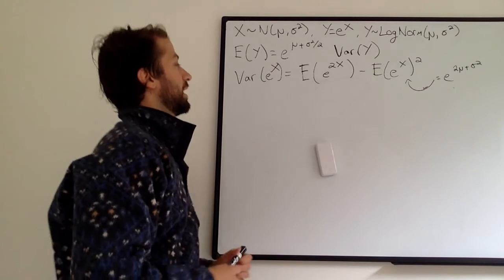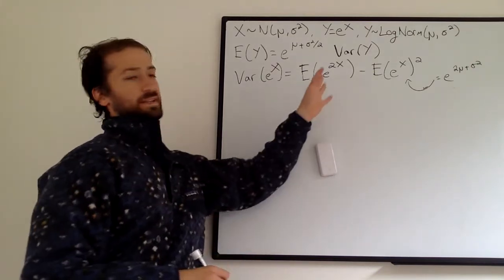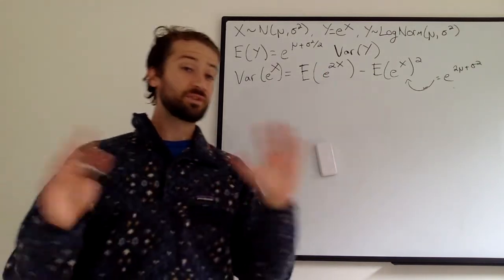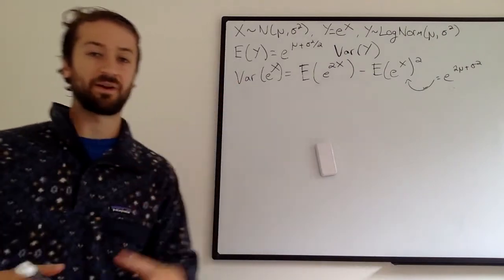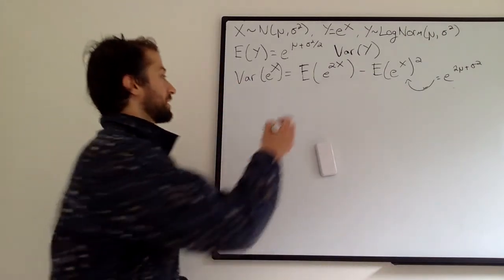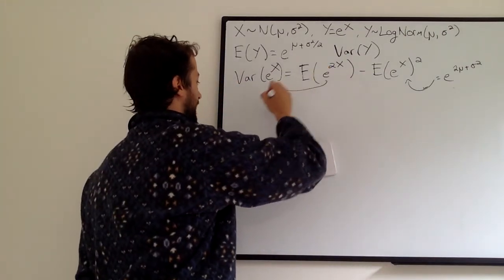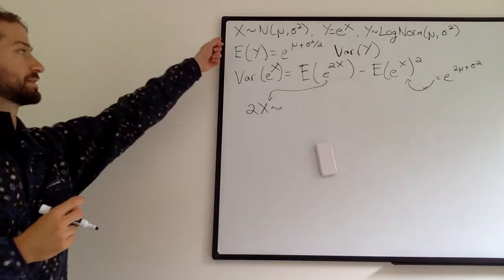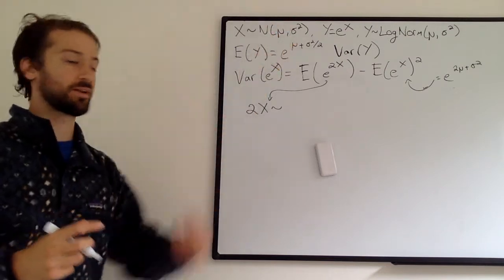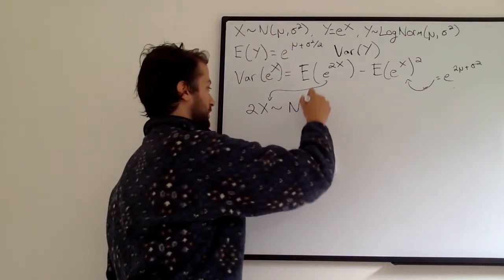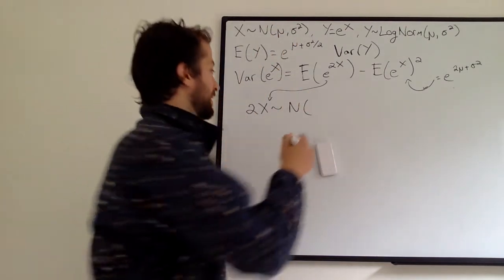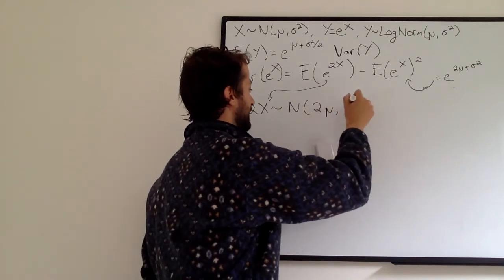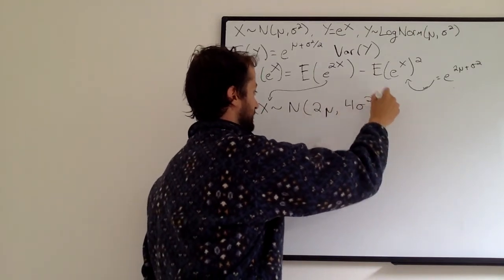You're seeing the expectation of a function of a random variable. We could do LOTUS, we could do the big expansion and try to figure it out that way. Or we could realize that 2X has what distribution? Remember, X is normal with mu, sigma squared. 2X is also normal, right? If you multiply a normal by a constant, it's still normal. It has mean 2 mu and variance 4 sigma squared.